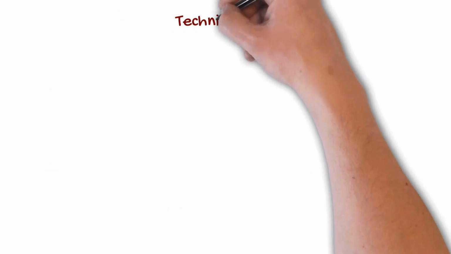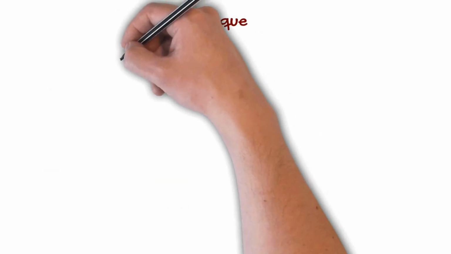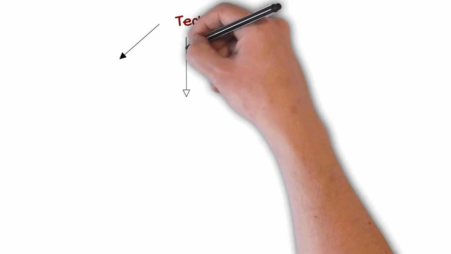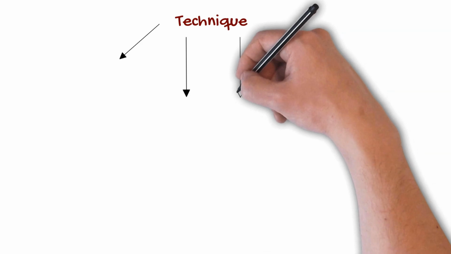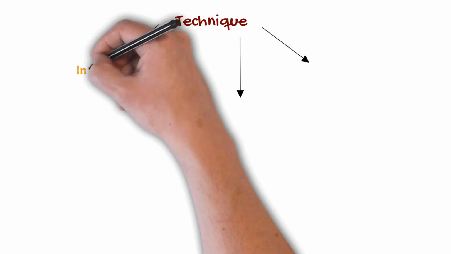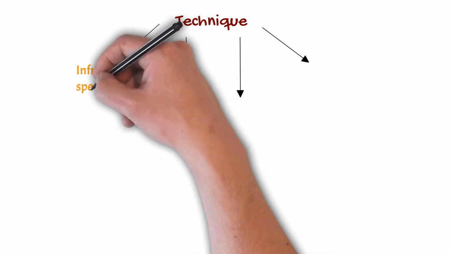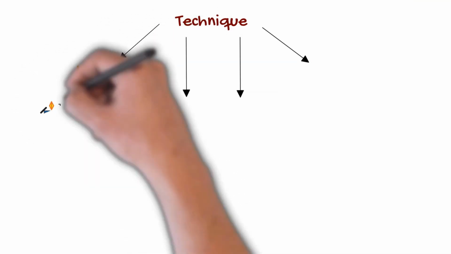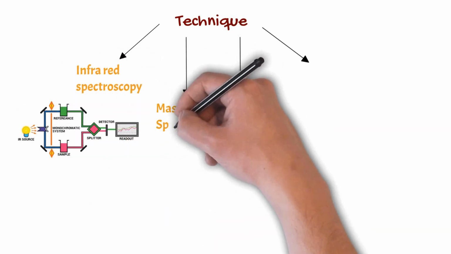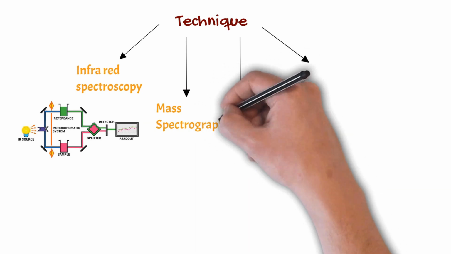Now, what are the various techniques of measuring CO2? The various techniques can be subdivided into four types. The first and foremost is infrared spectroscopy. This is how infrared spectroscopy is being done. The second is mass spectrography.